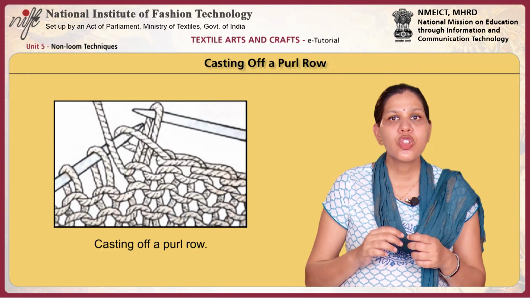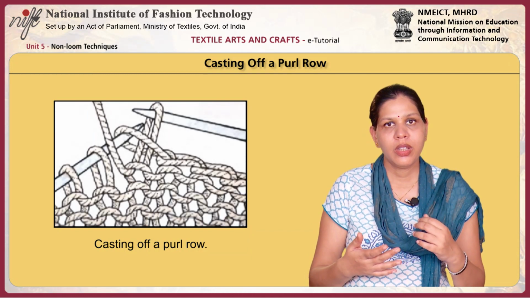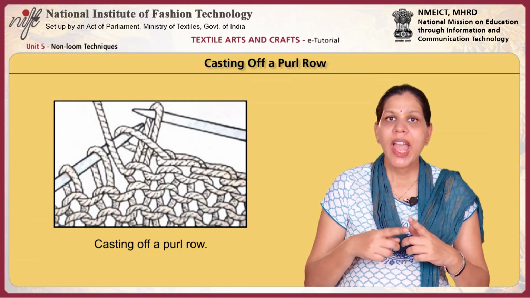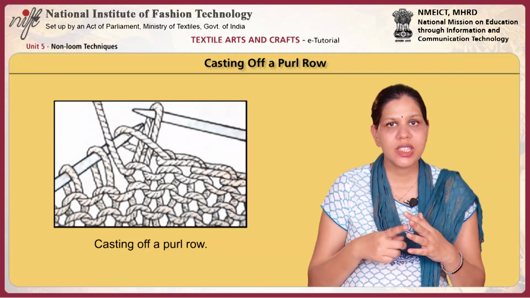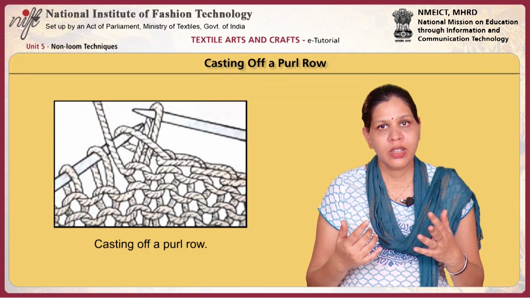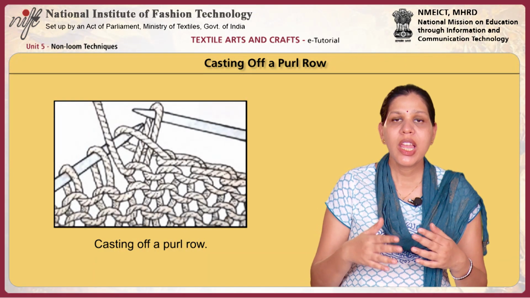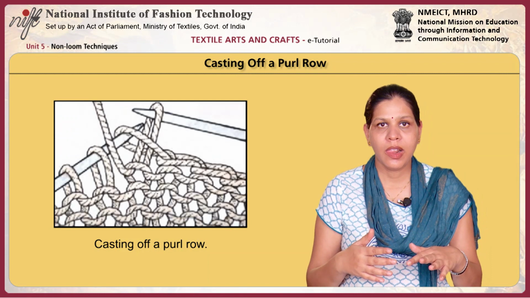The method to cast off a purl row is exactly the same as for a knit row. Purl the first two stitches and insert the left needle through the first stitch. Lift it over the second stitch and discard. When casting off in rib, knit stitches are knitted and purl stitches are purled.